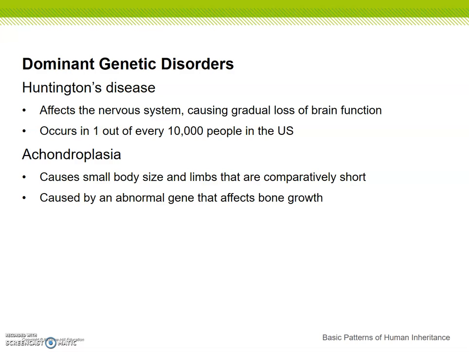Huntington's disease is one of these. It affects the nervous system. It causes gradual loss of brain functions. It occurs in about 1 out of every 10,000 people in the United States.